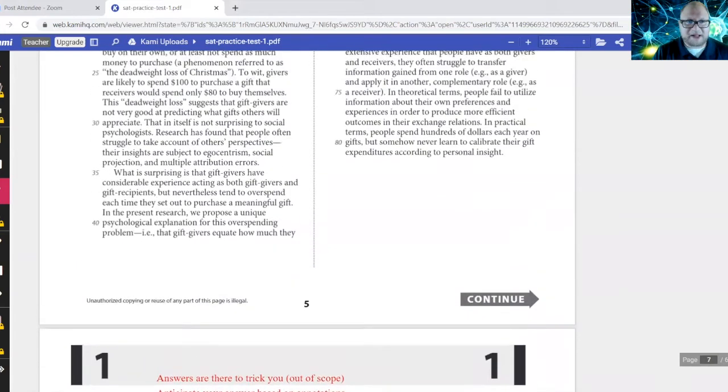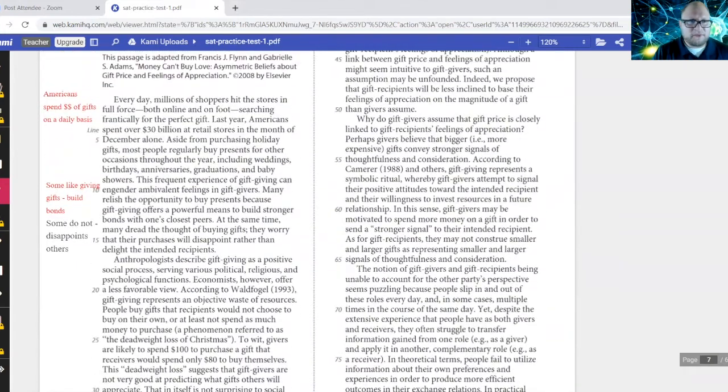Well, if we go back up to our main idea, what was our main idea? Americans spend money on gifts on a daily basis. Okay? And so again, it goes through the details of how often they do it, where they do it, what reasons they do it. So you can actually anticipate what the answer is going to be based upon your own annotations and the facts.